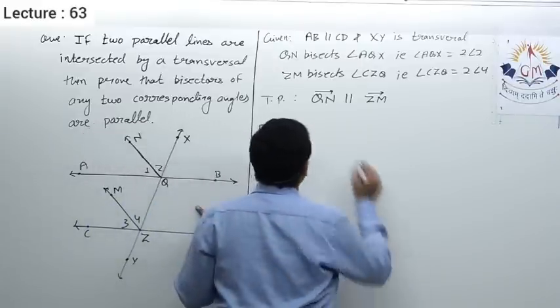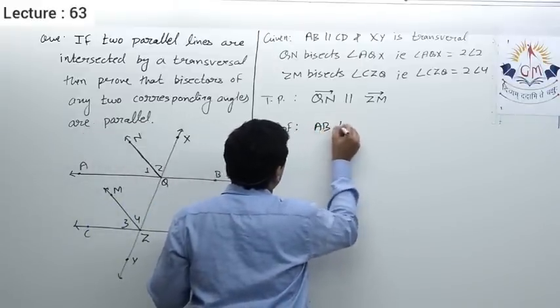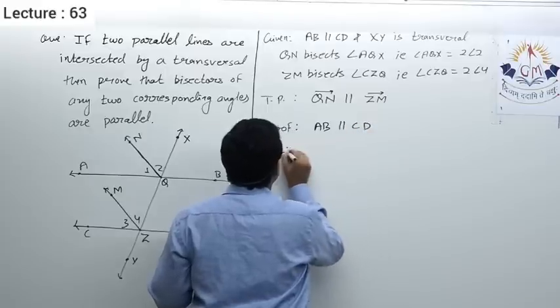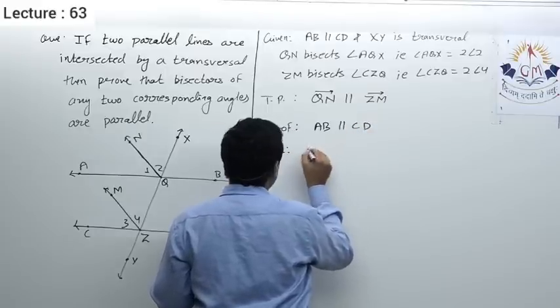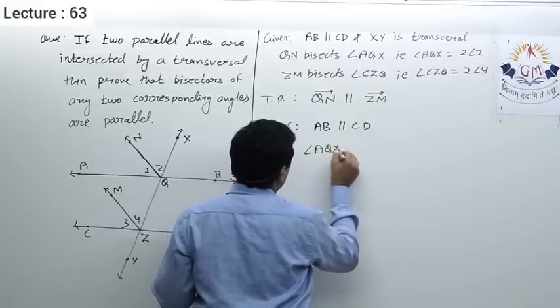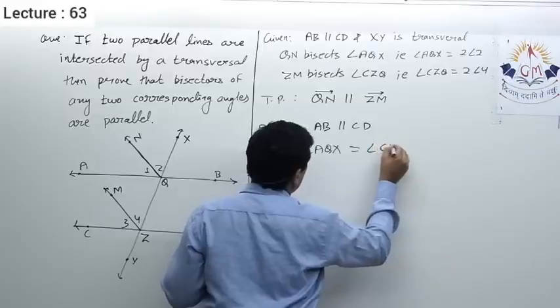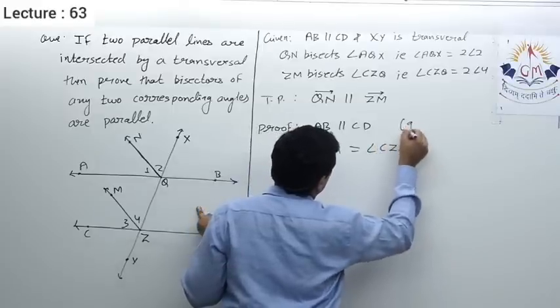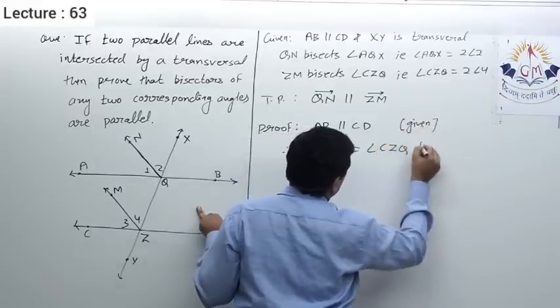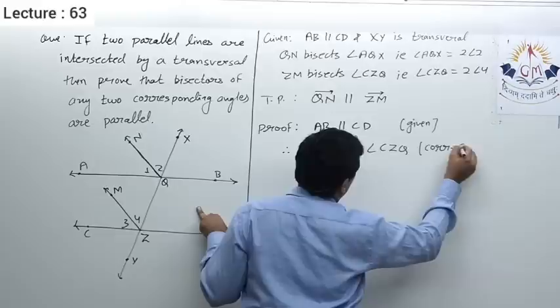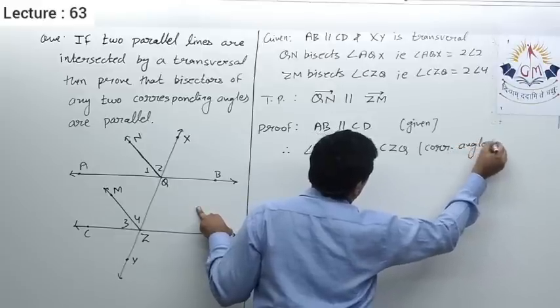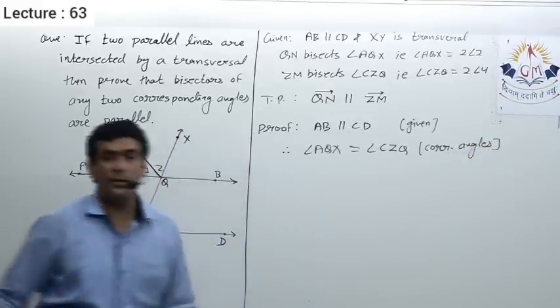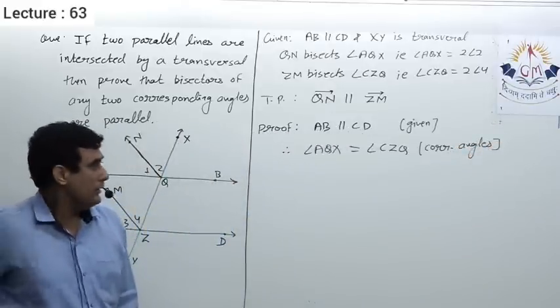First of all, it is given AB parallel CD. Therefore, I can say angle AQX is equal to angle CZQ. That is given, and these are corresponding angles. As the lines are parallel, corresponding angles are equal.